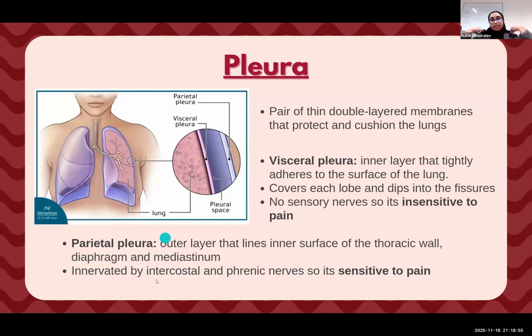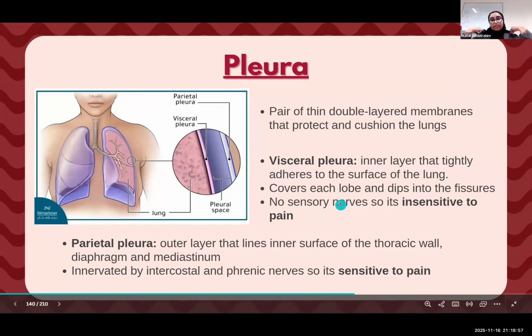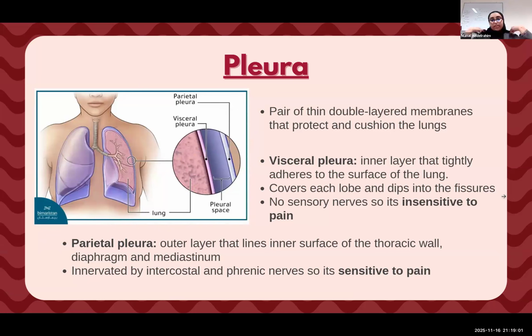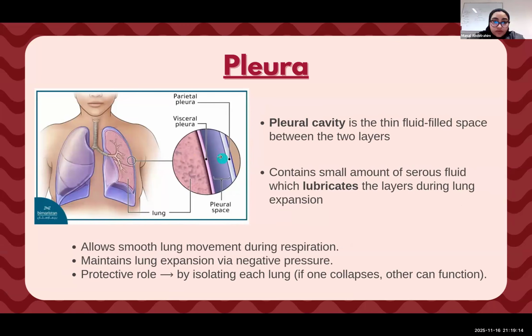So this makes it sensitive to pain. Visceral, no sensory innervation, so it's not sensitive. While the parietal has the intercostal nerves and the phrenic nerves, so it's sensitive to pain. And between the two, we have the pleural space. The pleural space, or the pleural cavity, is basically a thin filled space between the two layers. It's going to contain a small amount of serous fluid, and the main purpose is for lubrication.